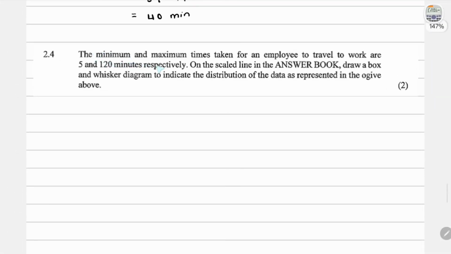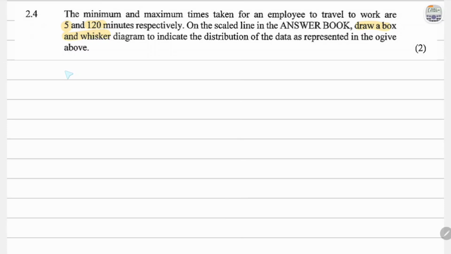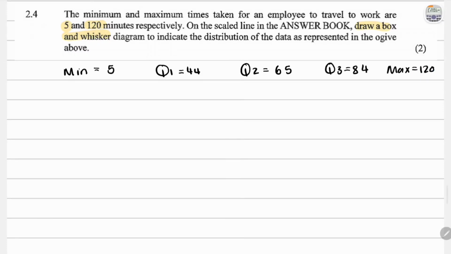Question 2.4 says the minimum and maximum times taken for an employee to travel to work are 5 and 120 minutes respectively. On the scaled line in the answer book, draw a box and whisker diagram to indicate the distribution of the data as represented in the ogive. Okay, so you see that they have given us everything. The minimum is 5, and we also know the value of Q1. We know that that is 44. We know Q2, which we know is 65, and Q3 is 84, and we know the maximum. So we have everything we need to draw a box and whisker diagram.